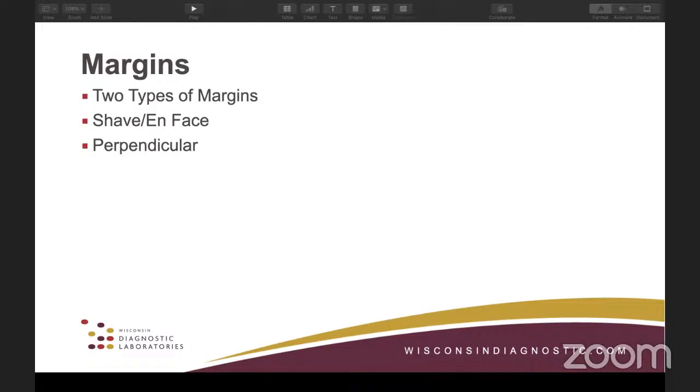All right, so margins. There are two types of margins that we're going to talk about today. The first is the shave or en face margin, and the second type is the perpendicular margin. These are used to show different things, which I'll go through in a few minutes.